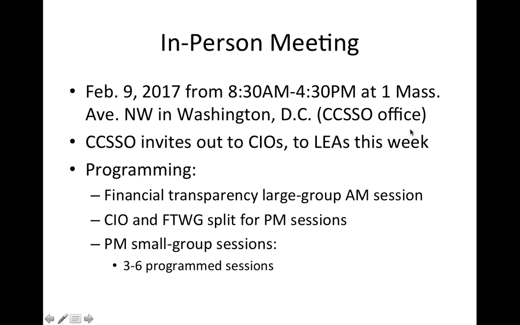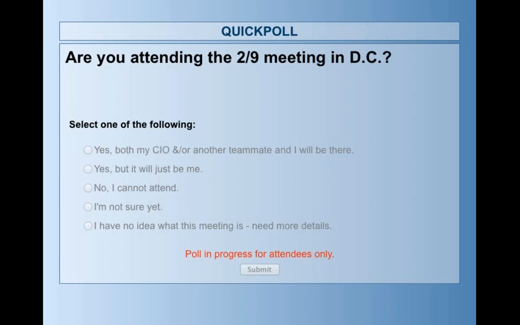Okay, I am going to launch a poll. I've never done this before, so hopefully it works. You should see something on your screen now that says a quick poll, and you can just select if you plan to attend. So yes, if you know your CIO is going, or you and another teammate are going to be there, you can select. You can choose it'll just be you. You can say that you aren't going to be able to attend. You can say I'm not sure, or you can say you have no idea what the meeting is and that we need to give you some more details. In which case, if you are selecting that, I hope that you are in touch with me and you can tell me who you are so that I know to get in touch with you and share some more details with you.